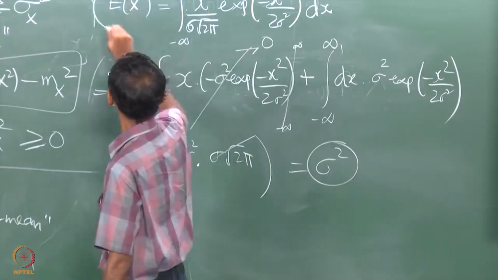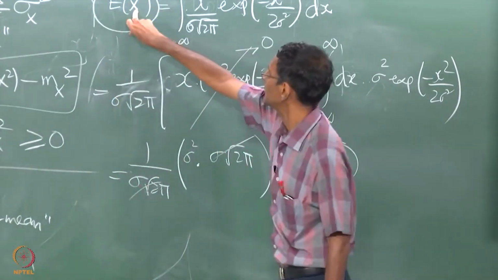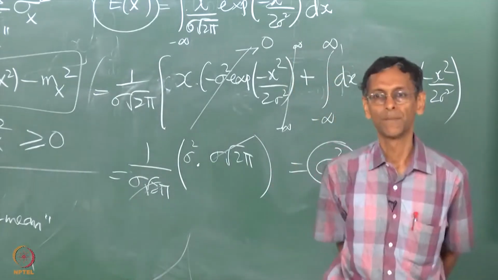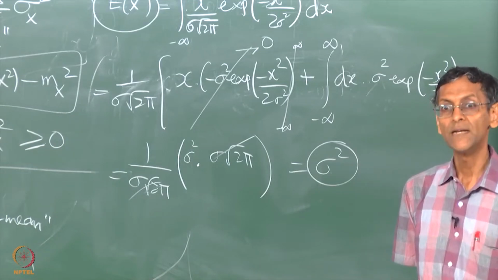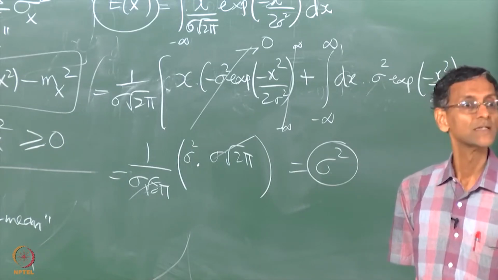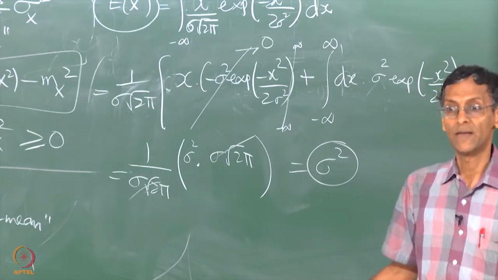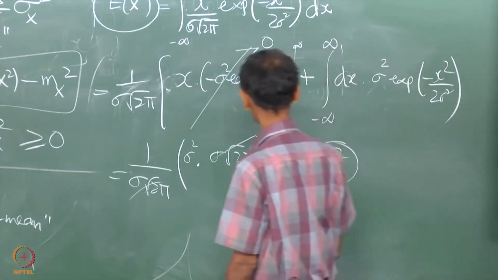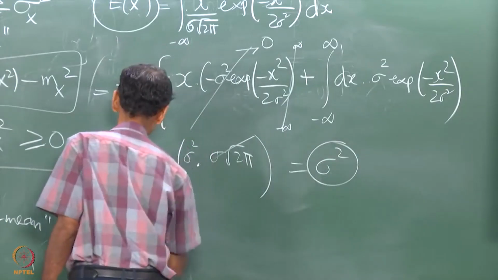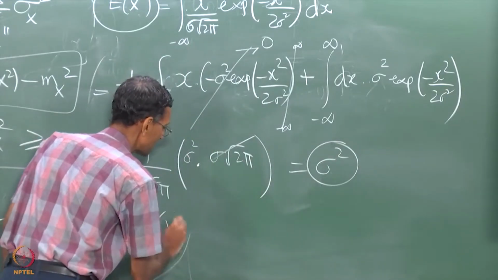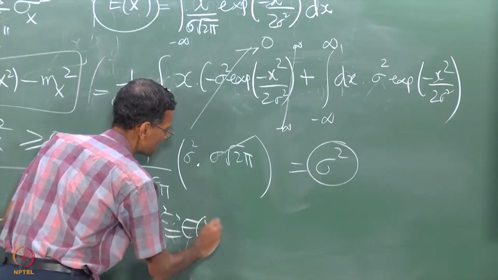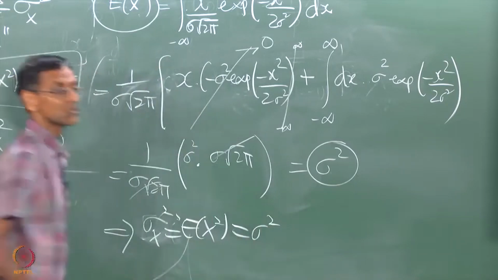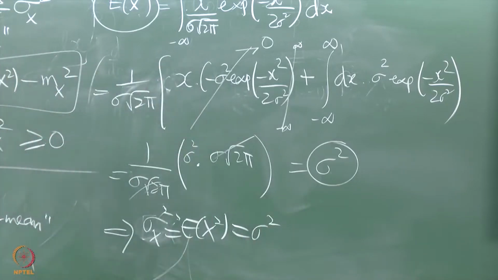So what have we got here? We have got the fact that E of x squared is sigma squared and the mean is 0, right. So what is the variance? Sigma squared. So it turns out for this case that the variance, sigma x squared, equals E of x squared equals sigma squared. So the parameter sigma squared directly becomes the variance because the mean is 0.